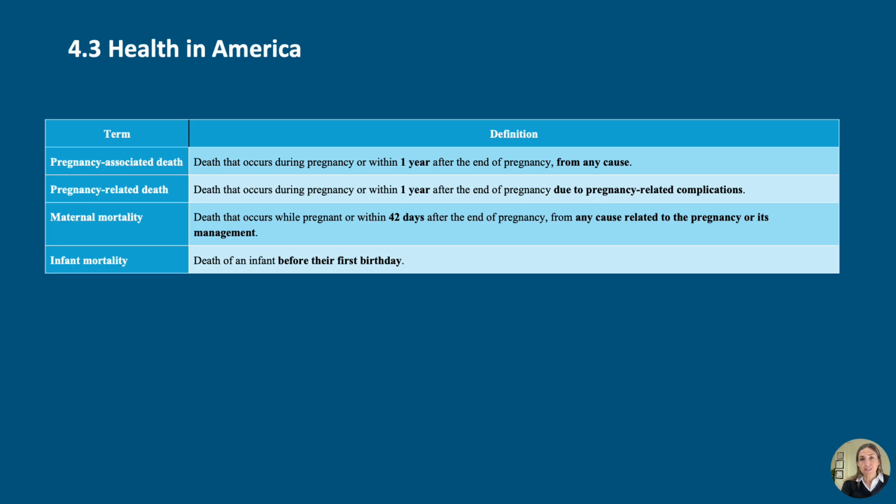So pregnancy-related deaths occur either during pregnancy or within a year after the end of pregnancy from a pregnancy-related condition. Maternal mortality refers to deaths that occur while pregnant or within 42 days after the end of pregnancy from a cause that was aggravated by the pregnancy or its management. So maternal mortality rates in the United States exceed that of other high-income countries and is growing.